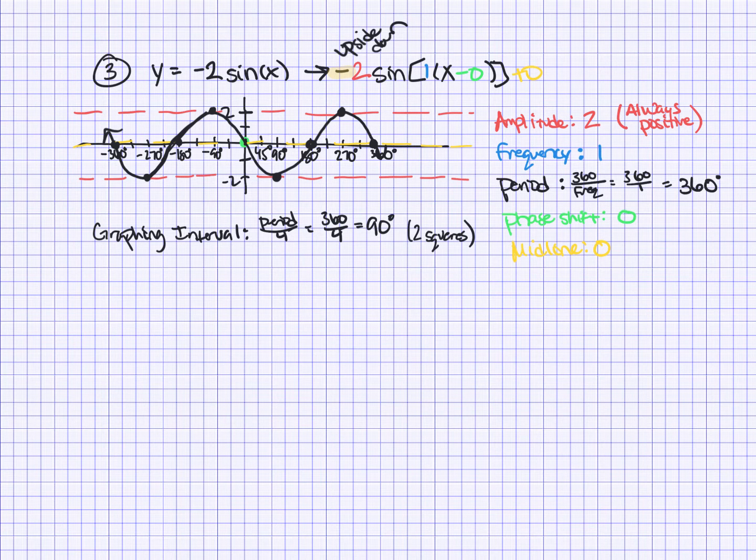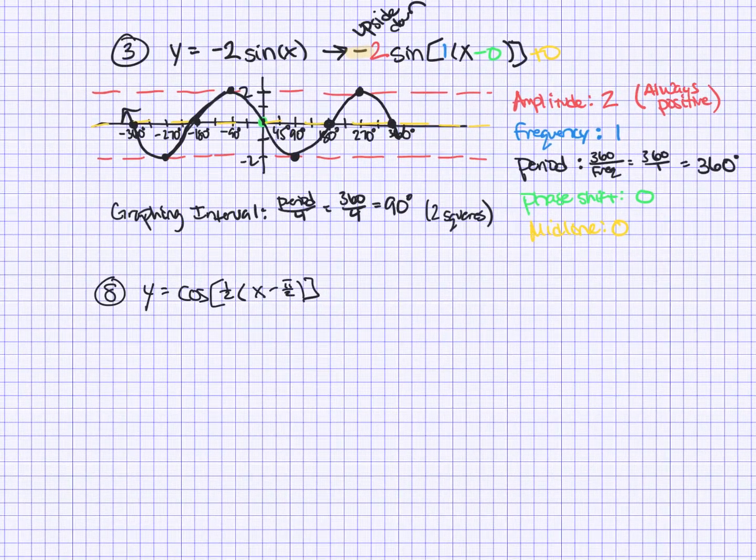So let's try just one more. So let's try problem number 8. Problem number 8 is y is equal to cosine of 1/2 times x minus pi over 2. So if we think about this in terms of our different colors that we use and our features, this is going to be 1 times cosine of 1/2 times x minus pi over 2 plus 0. So some of our features have changed up a bit.